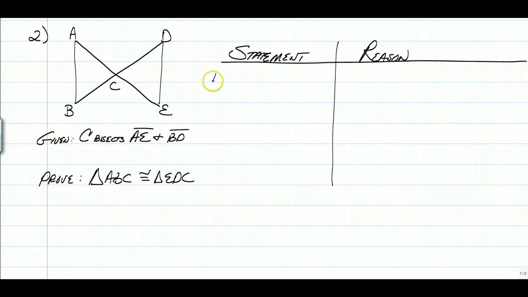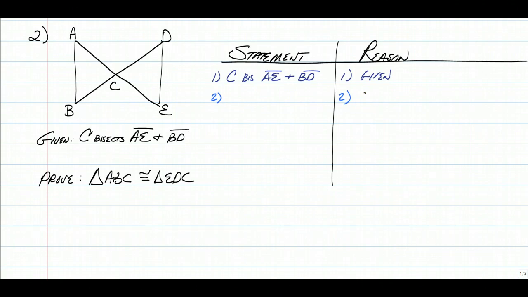First thing you do is list your givens. Well, there's only one given this time, and that's C bisects AE and BD. And the reason is that it's given. So now we need to go find some congruent pieces out of that. So the first thing we can do is think about what a bisector is. So when C bisects a segment, that technically means C is a midpoint, or C is a bisector, which means it cuts something in half.